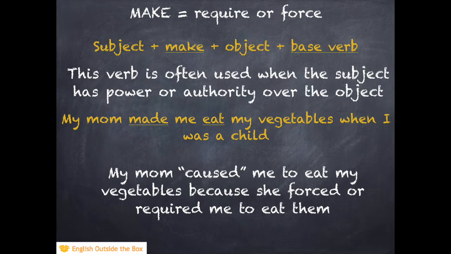Let's continue with the verb make. When you make someone do something for you, you are requiring or forcing them to do something. Generally, you're going to use the verb make when you have some level of authority or power over another person. For example, my mom made me eat my vegetables when I was a child. My mom made me eat my vegetables. My mom caused me to eat them. Remember, we're talking about causative verbs because she forced or required me to do so.